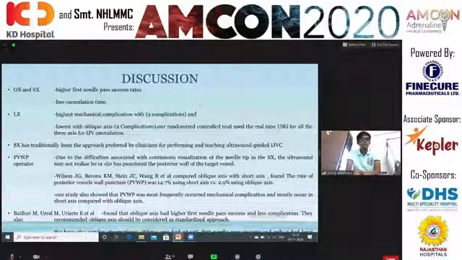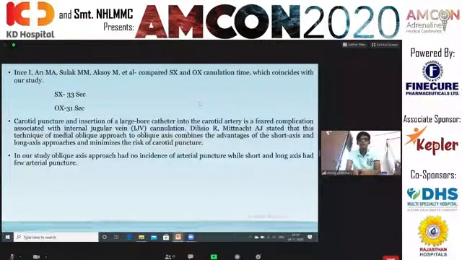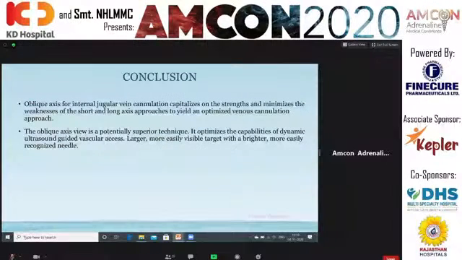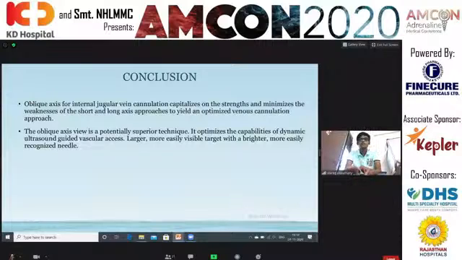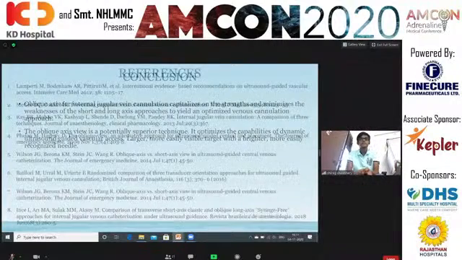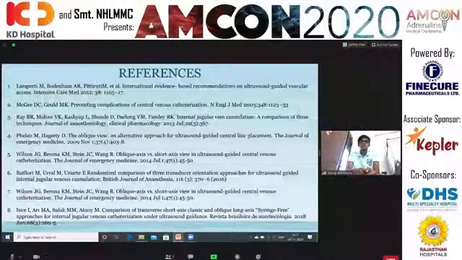Next, please. There are two other studies which compared all three axes, and Bartlori et al. found that there is a high first pass success rate in oblique axis view, which is better than the other two views, and cannulation time was also less in oblique axis view, which is comparable to our study. Next. In conclusion, we found that oblique axis view is superior to the other two views in terms of fewer complications, less time, and high first needle pass success rate. Next, please. These were my references, and thank you, ma'am.